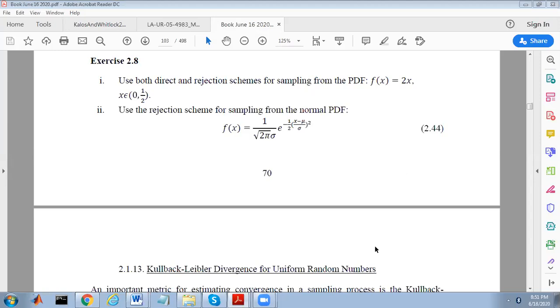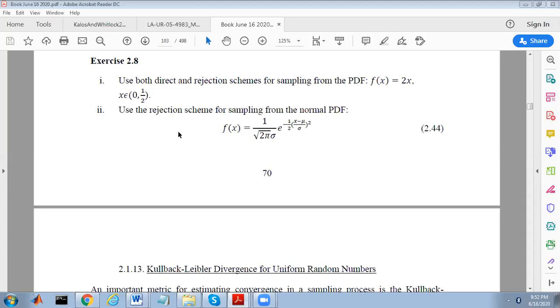Okay, so these are the direct and rejection schemes for sampling. This is your assignment: take f(x) equal to 2x, try to integrate this and get the CDF, try to invert it, and try to sample for x from here. This is a straight line. The second exercise is a little bit more complicated.